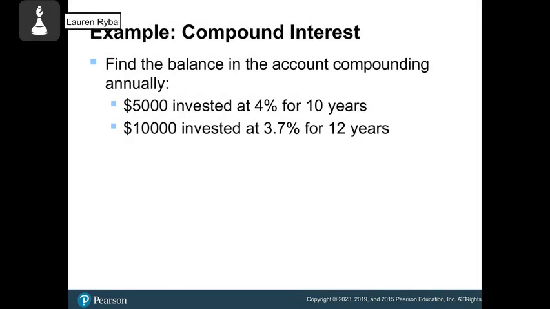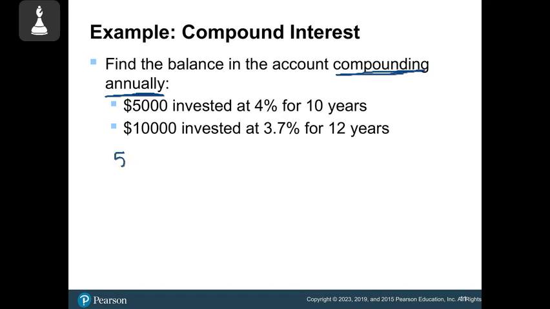These next ones say compound interest. Find the balance in the account compounding annually. So now we have to use that formula. $5,000 invested at 4% for 10 years, and $10,000 invested at 3.7% for 12 years.